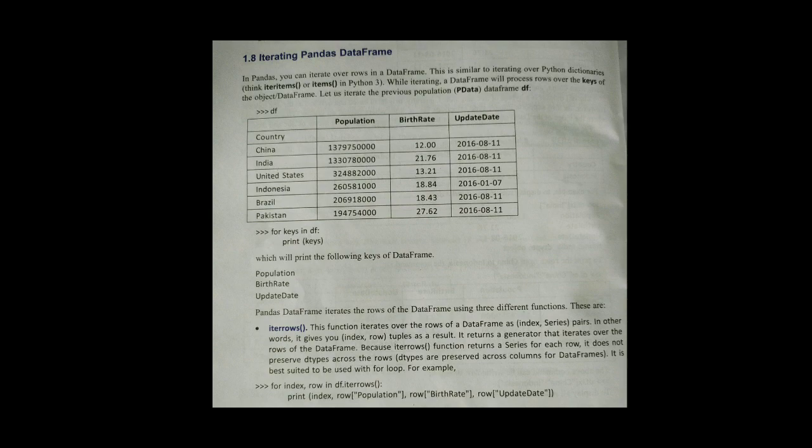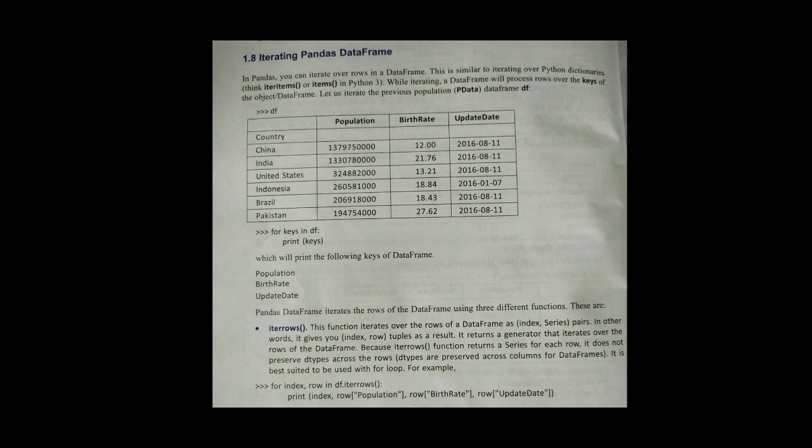So let us see what the output will be for this. The output is population, birth rate, and update. So keys means these are the column names of the given data frame. Next, there are different functions which are used to iterate or access a data frame.